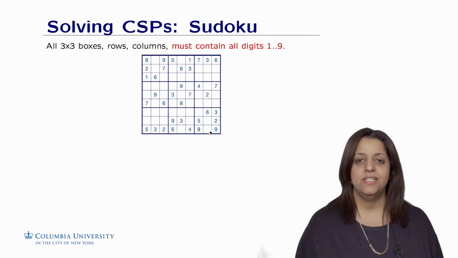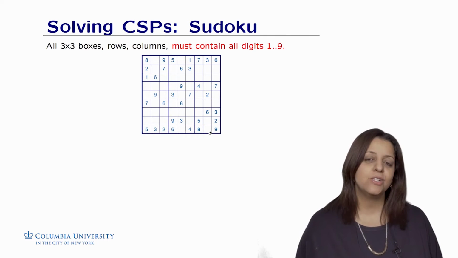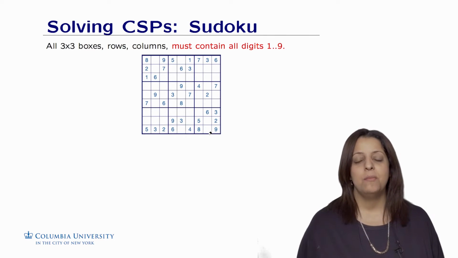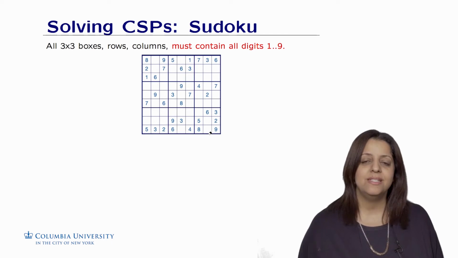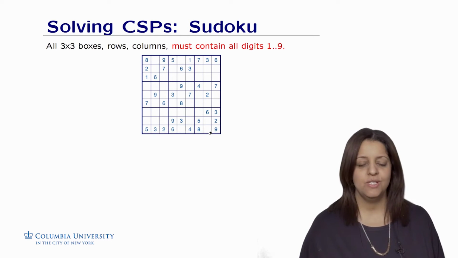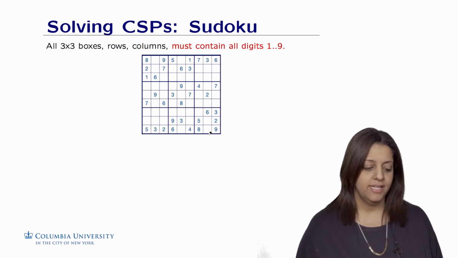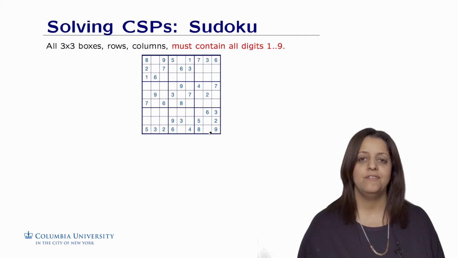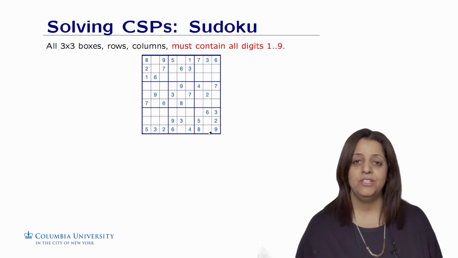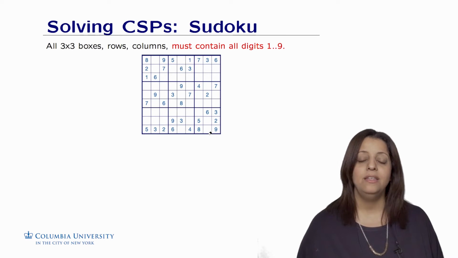A very popular CSP problem or CSP puzzle is called Sudoku. Many of you probably have played Sudoku before or have seen people playing Sudoku on the train. These are generally puzzles that are printed in newspapers and journals, and the goal of Sudoku is as follows. You have a grid of 9 by 9 elements, and you want to fill this grid with digits between 1 and 9, so that you don't have repetitions.